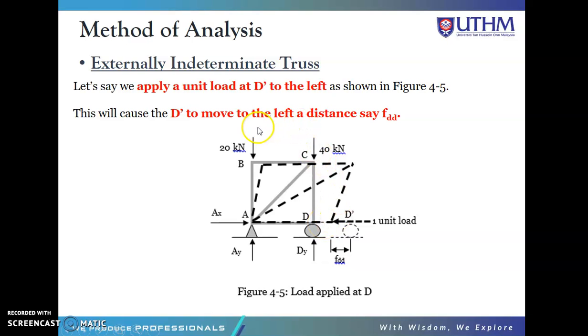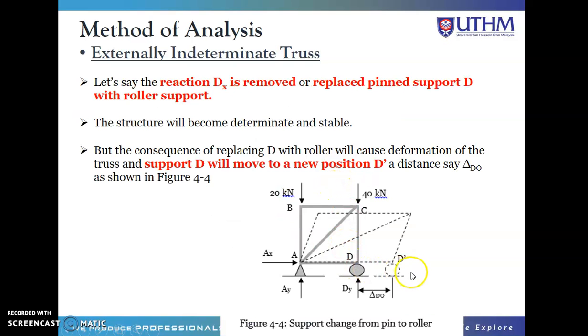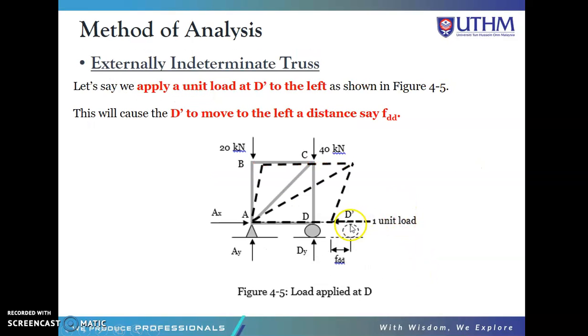Okay, so bila kita letakkan unit load dekat D prime, this will cause D prime to move to the left with the distance FDD. Okay, tadi yang first bila kita removekan dia, dia akan bergerak ke D prime dan ada deformation. Okay, bila kita kenakan satu unit load, dia bergerak ke kiri dengan satu lagi distance which is FDD.